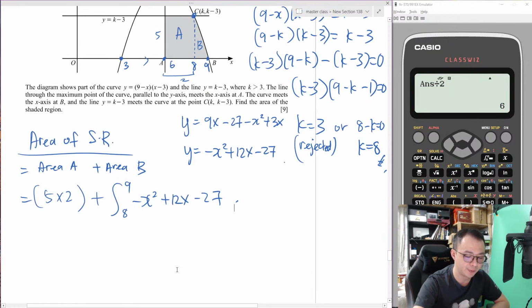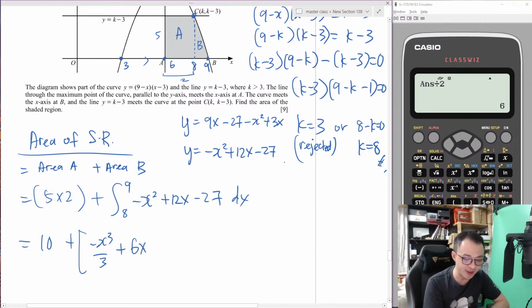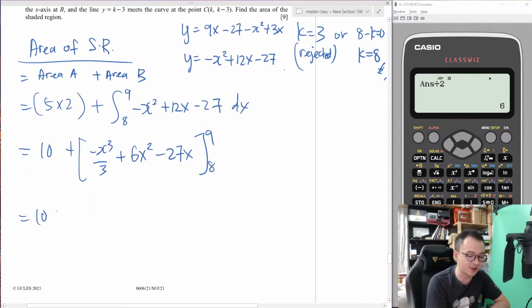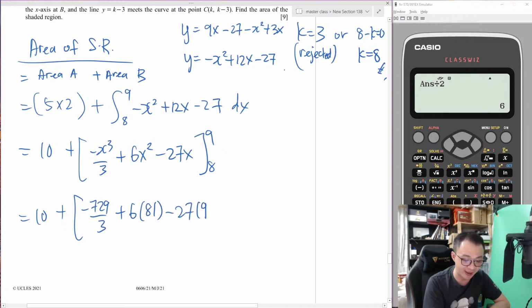Okay, so this is how I get the B. This is 10 plus, integrate this one: negative x cubed over 3 plus 12x squared over 2, which is 6x squared, minus 27x, from 8 to 9. Alright, then I will need to insert the value into it and solve it. It's a bit troublesome, but let's do it. It's negative 729 over 3 plus 6 times 81 minus 27 times 9, sorry.